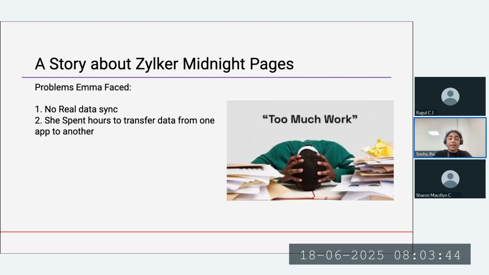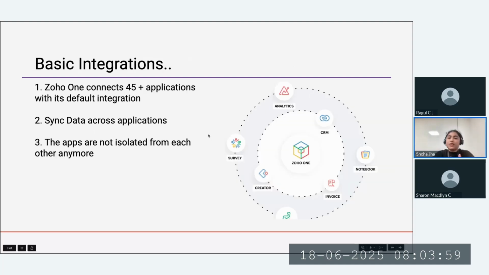Emma finally decided to explore the digital part of the world and started searching for applications which could help her with the sort of connectivity her business required. And this is where she came across Zoho One as an option. Zoho One, as you may all very well be aware, is a suite which contains 45 plus enterprise level applications. The best part about this suite is the ability to connect between the applications that are present in this service. So the applications are not stranded anymore and they are not isolated from each other.